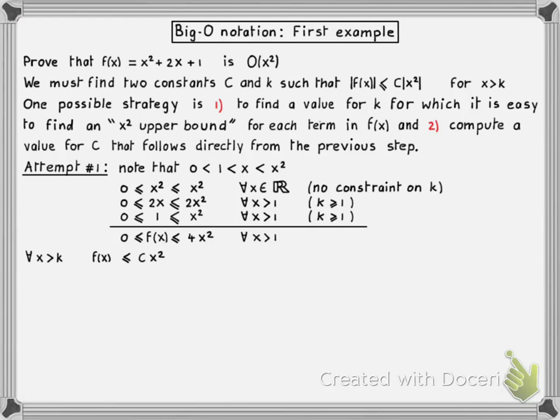So here is what we just proved. For all x greater than k, f of x is less than or equal to c times x squared, and now we have a value for k, namely k can be any value from 1 up. So let's pick a value of k, say 1, and as I mentioned before, the second step is trivial here because the value of c is obtained automatically by this technique. The value of c is 4 in this case.